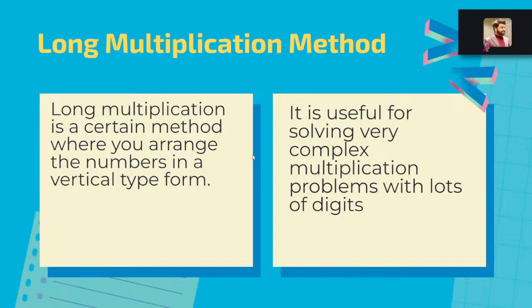Now we can move on to another method called long multiplication. This is a method where you arrange the numbers in a vertical form. It is very useful for solving very complex multiplication problems with lots of digits.